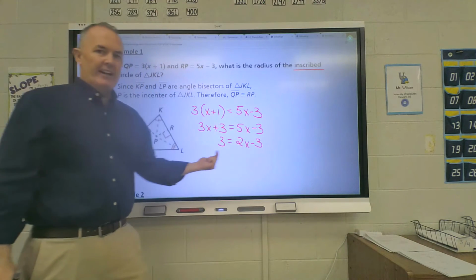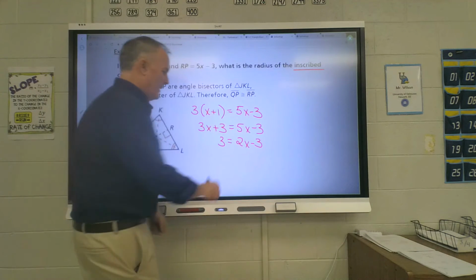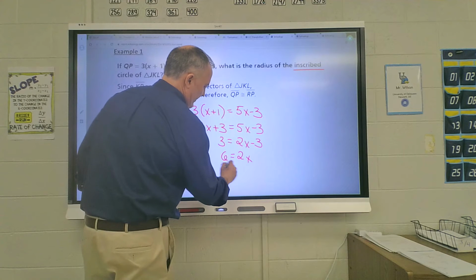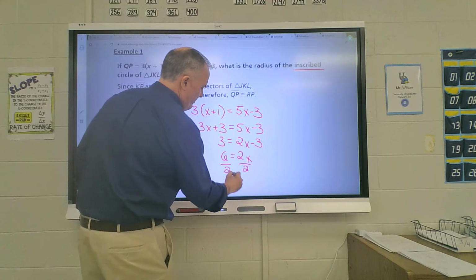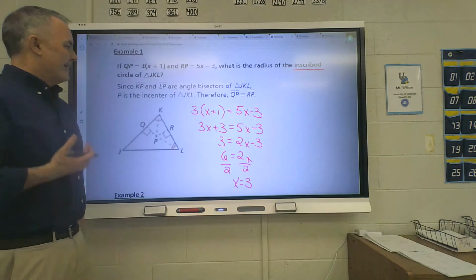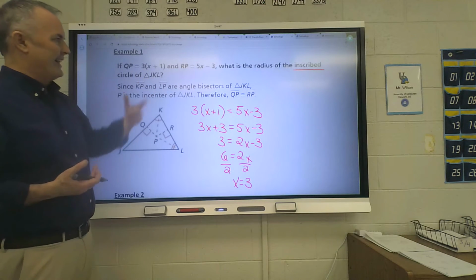Now if I add 3x to both sides, I get 6 equals 2x. Divide both sides by 2. X equals 3. All right? But it doesn't want x. It wants the distance or the radius.